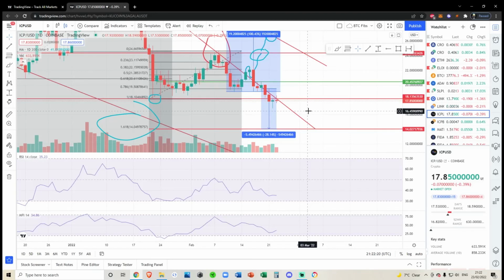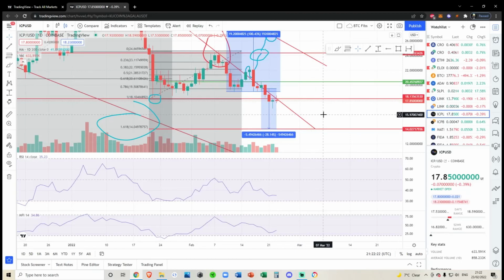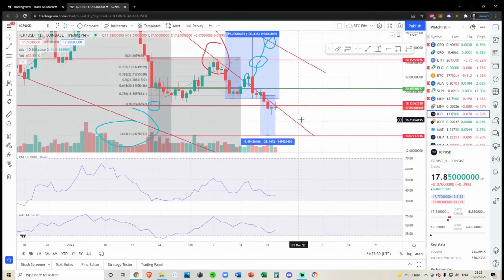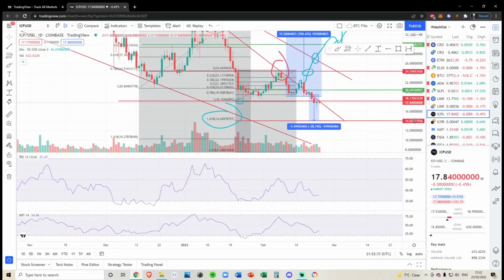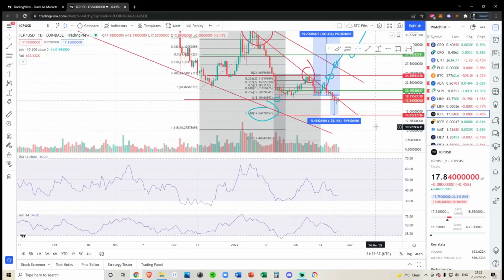You should read the white paper. If you think I'm wrong and you think this coin is great, then fair enough, that's your own financial advice and your own decision. But in my personal opinion, in my own trading strategy, I'm not going to incorporate this coin in it. So that is all I see for ICP right now.